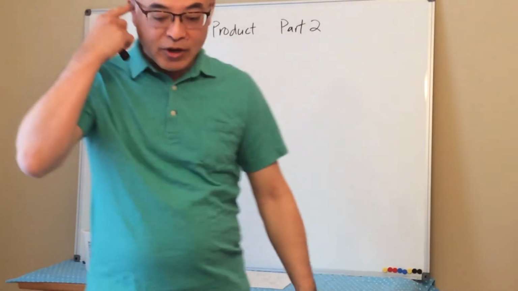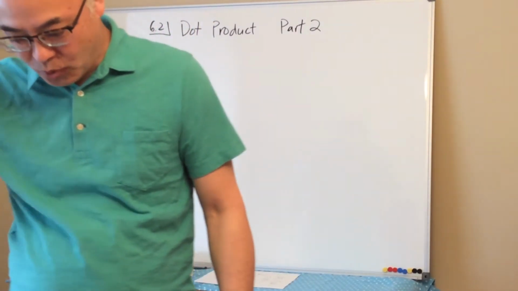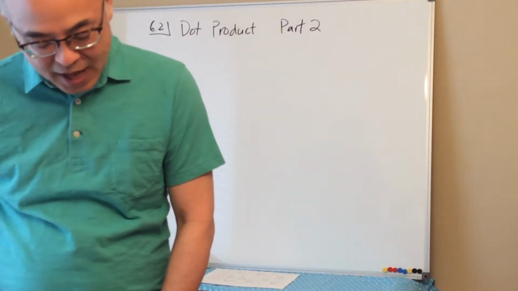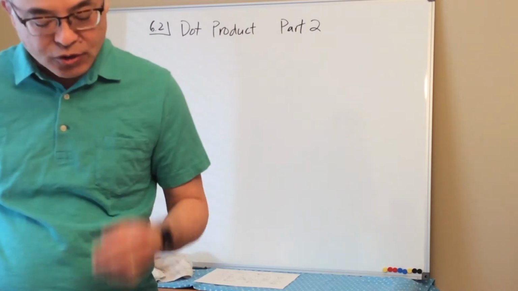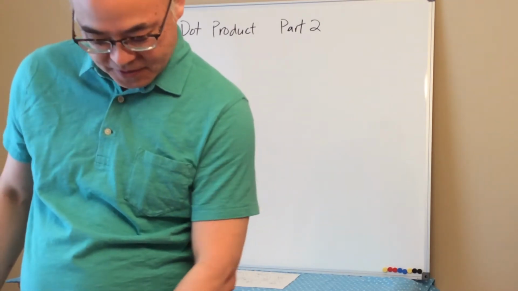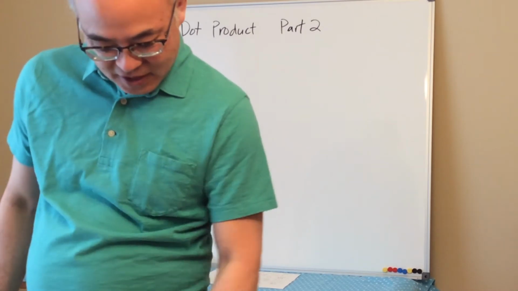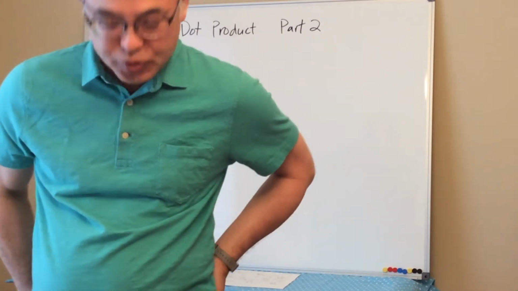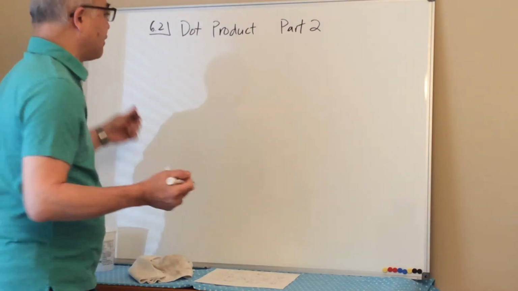Okay, so today we're going to go ahead and finish up 6.2 dot product. Were there any questions on the homework, if everybody got started on it? Anything I need to go over? No? All right, so we're going to talk about projecting one vector on another.